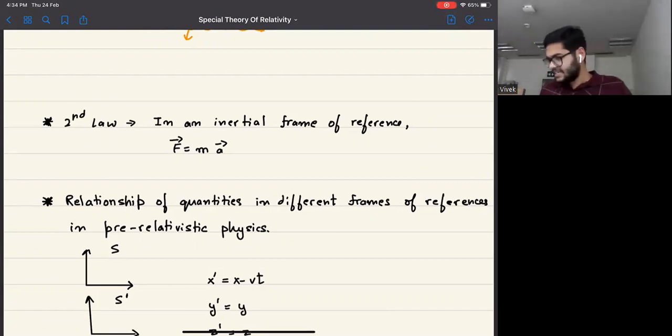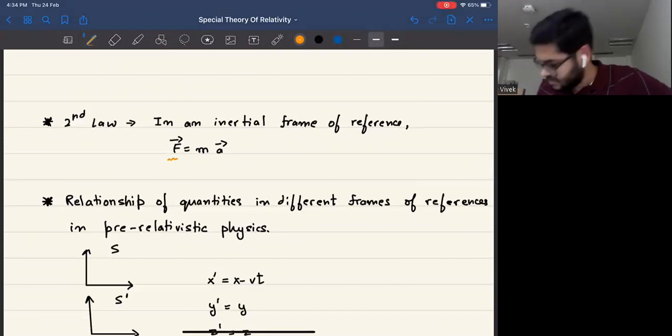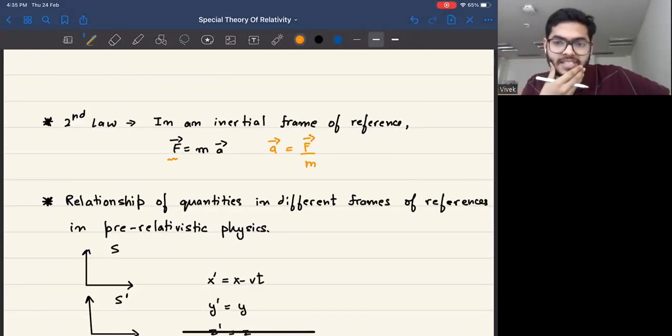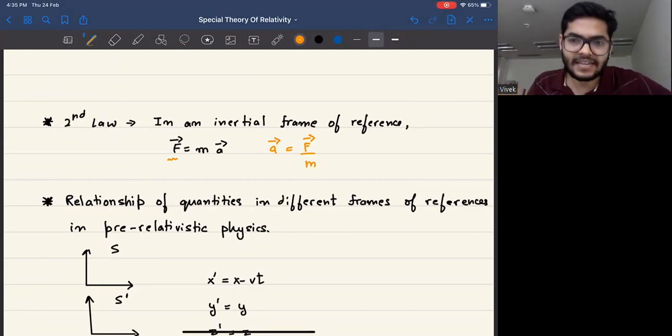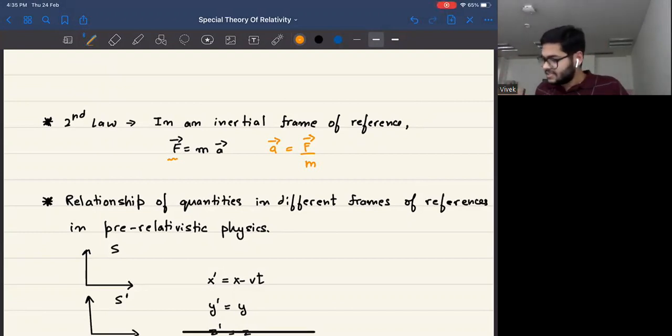The second law states that when a force F is applied to a particle of mass m, then it accelerates with an acceleration which is equal to F by m. So if I exert a force F on a particle which has a mass m, then it will accelerate. That is, its velocity will change at a rate that is equal to F by m. Okay, so this is what the second law of motion states.